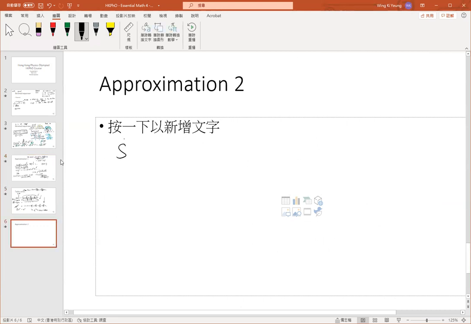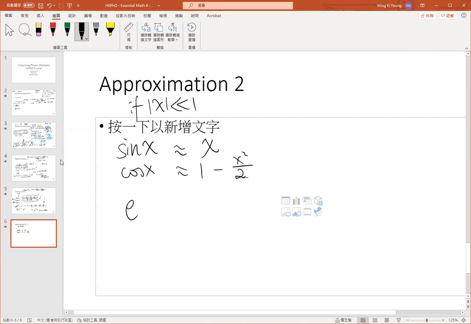So for sine x, if x is very small, you can approximate it to be equal to x. Okay. If x is much smaller than 1, then sine x is approximately x. And then cosine x can be approximated to be 1, but you can't approximate everything to become a constant. So I'm also taking the second term, so approximate to be 1 minus x squared over 2. And then e to the power x can be approximated to be 1 plus x.